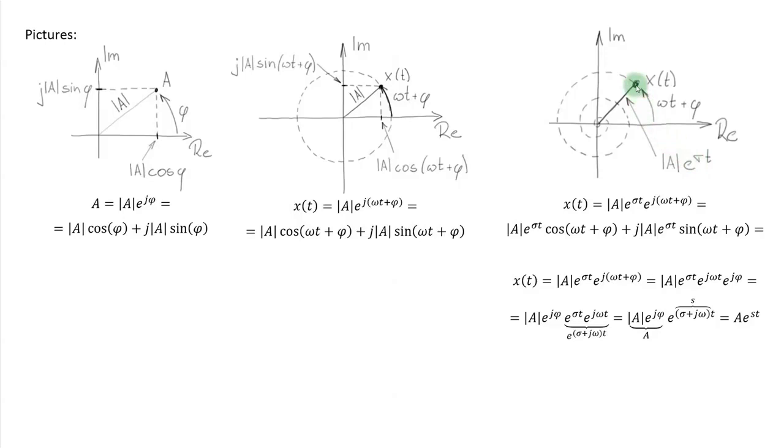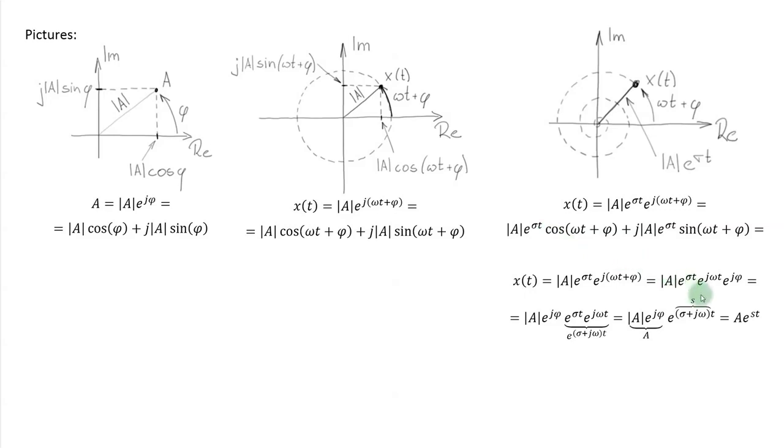So the movement of the value of my signal in the complex plane will no longer follow a circle, but it will be a spiral. Now the real and imaginary part of my signal will be similar to this case, except now this cosine and this sine will be multiplied by this exponential and this exponential. And this is the complex exponential that I showed you on the previous slide.